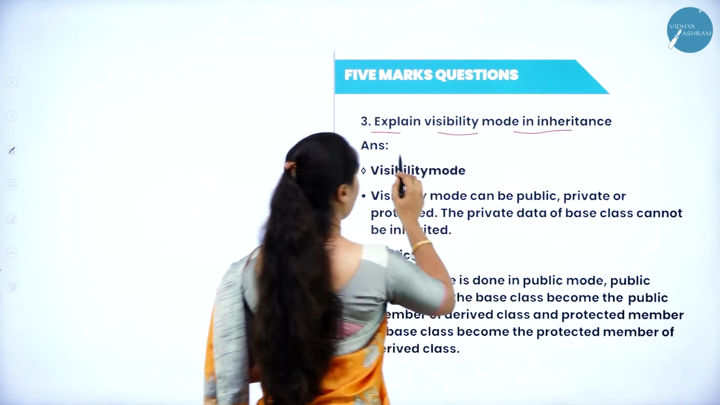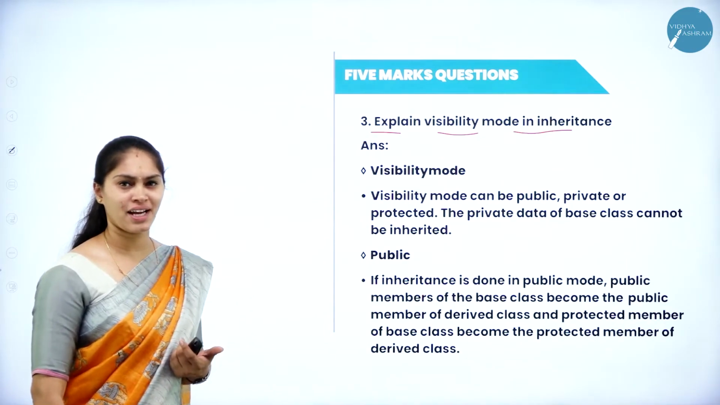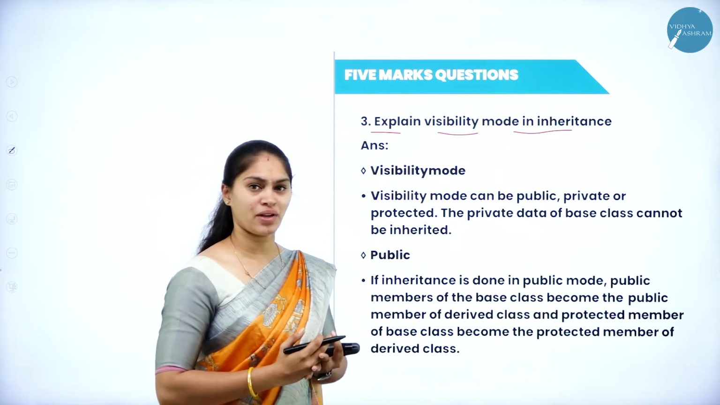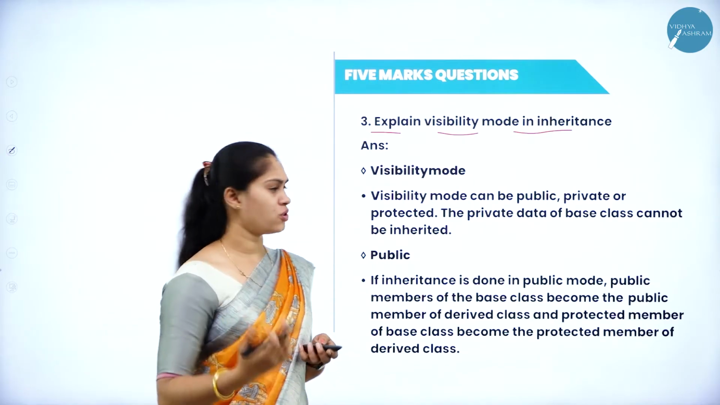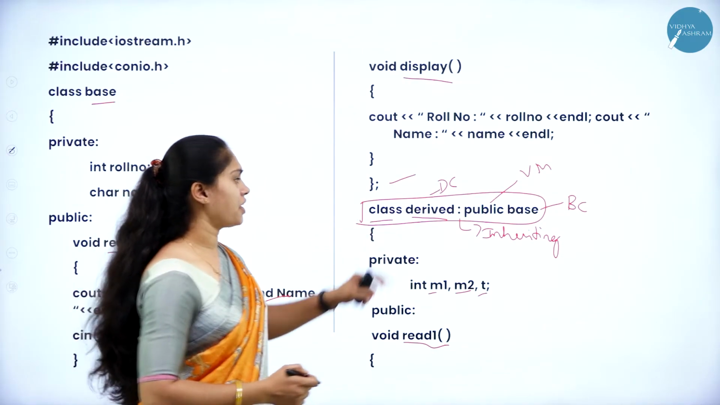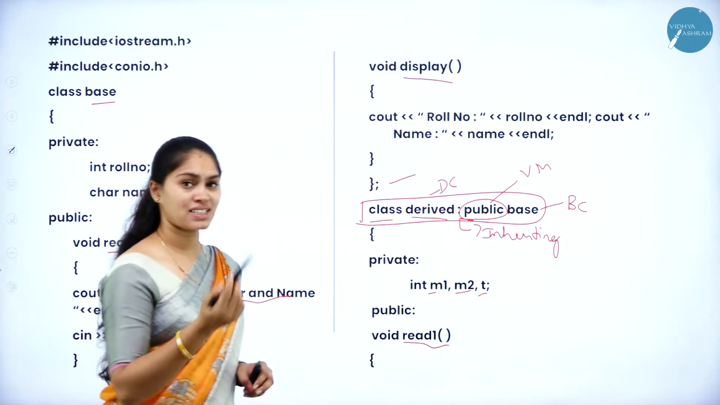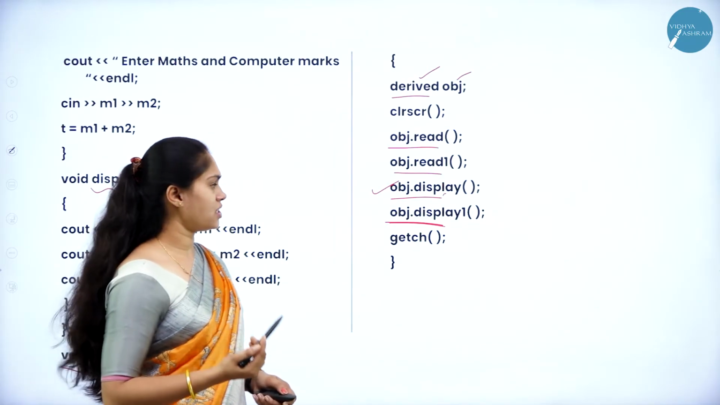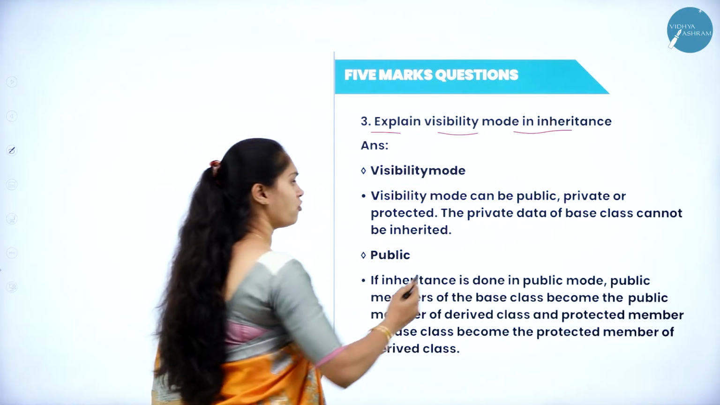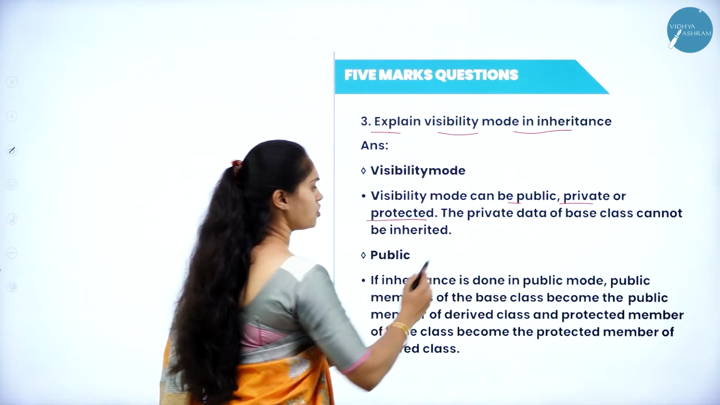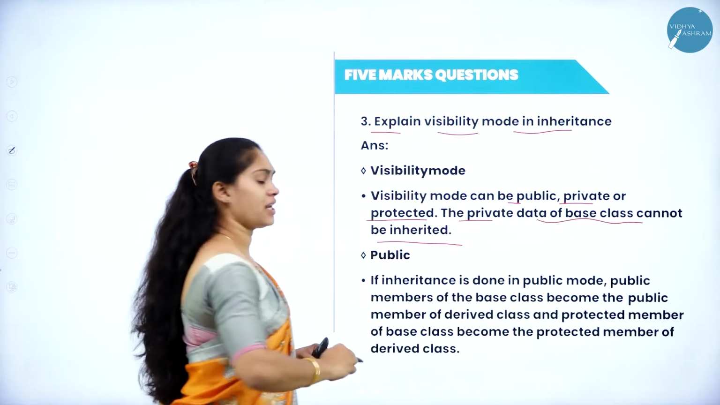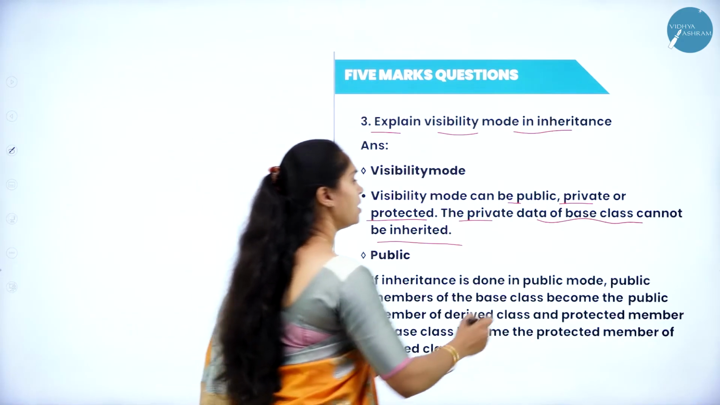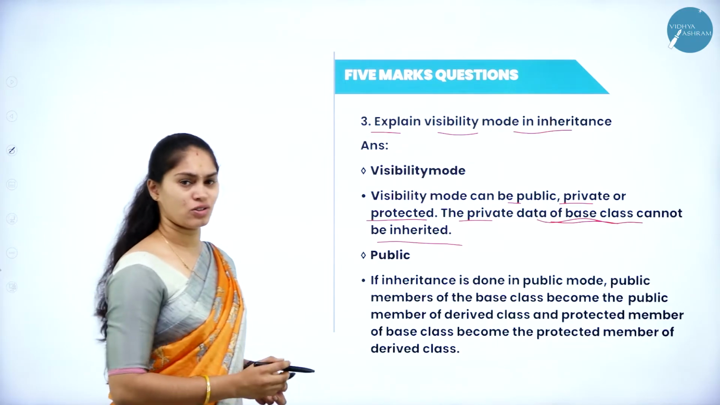Explain visibility mode in inheritance. What is visibility mode? I already told you about visibility mode. We have public, private, as well as protected visibility modes. So if you consider this example, we write the visibility mode of a base class. That means whatever content we have in a base class, how it can be derived to the derived class. That is what visibility mode is. It can be public, private or protected. The private data of a base class cannot be inherited. Which data cannot be inherited to the derived class? The private data of a base class will never be inherited to the derived class.